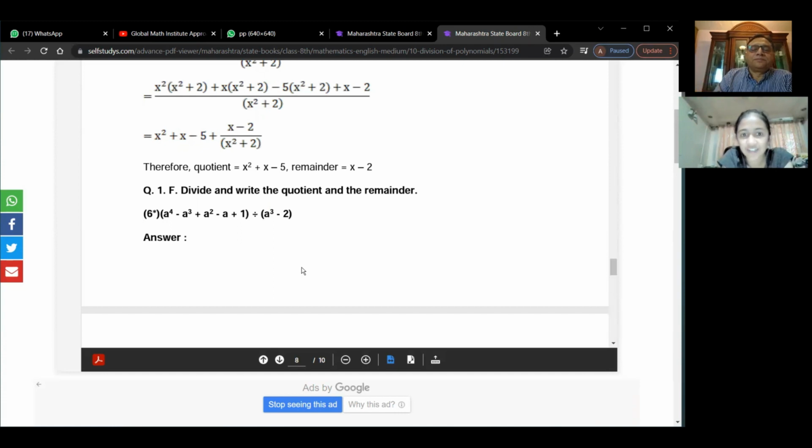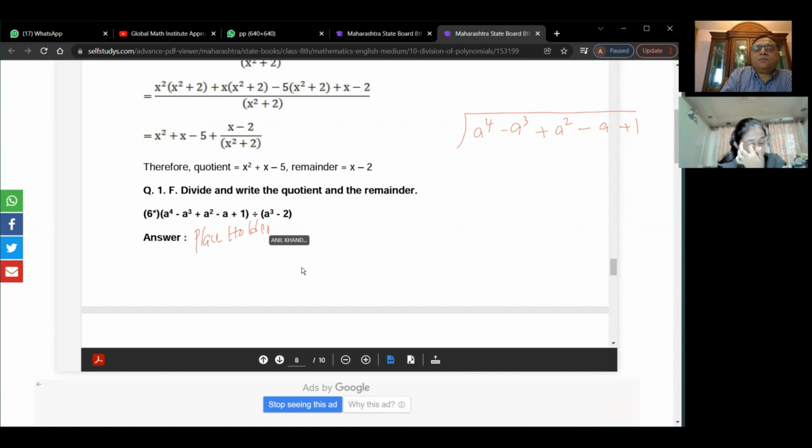Okay. A raised to 4 minus A cube plus A square minus A plus 1. And the divisor is A cube minus 2. So there are 2 terms which are missing, right? So we need a placeholder here. So I'm writing placeholders.